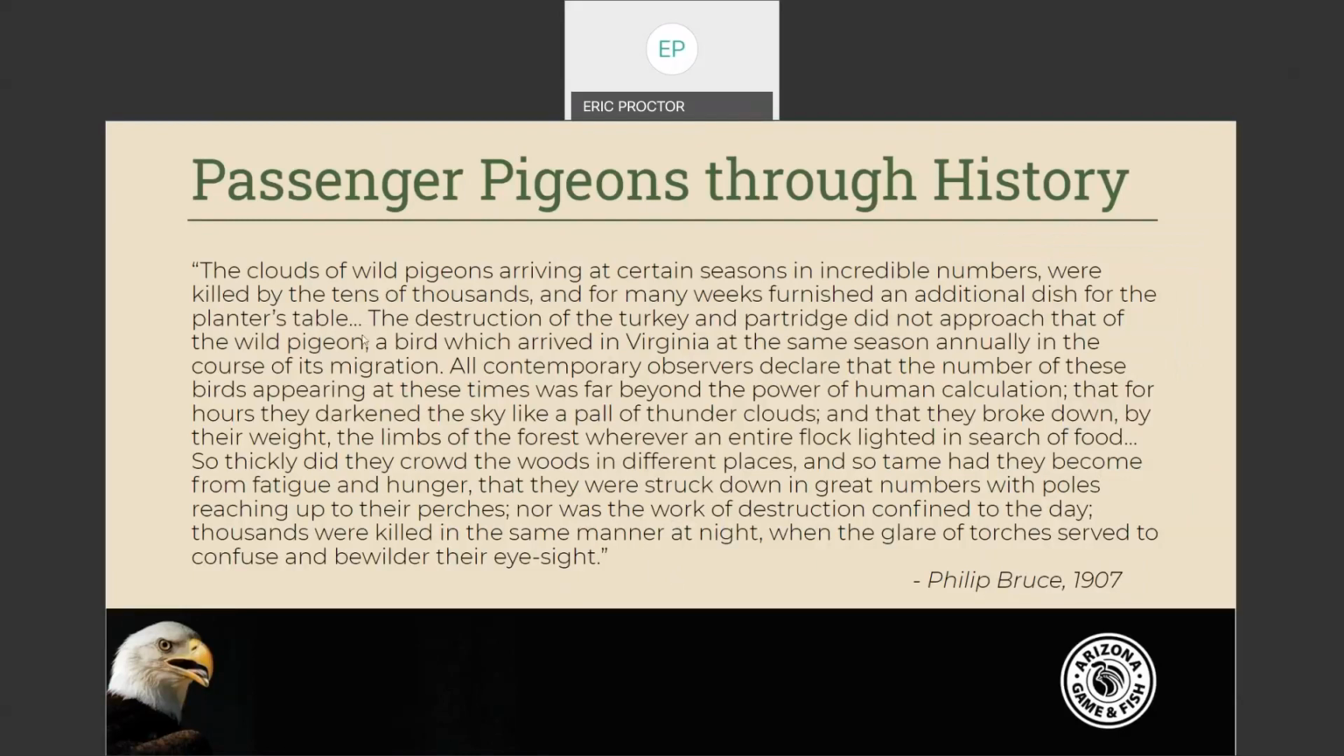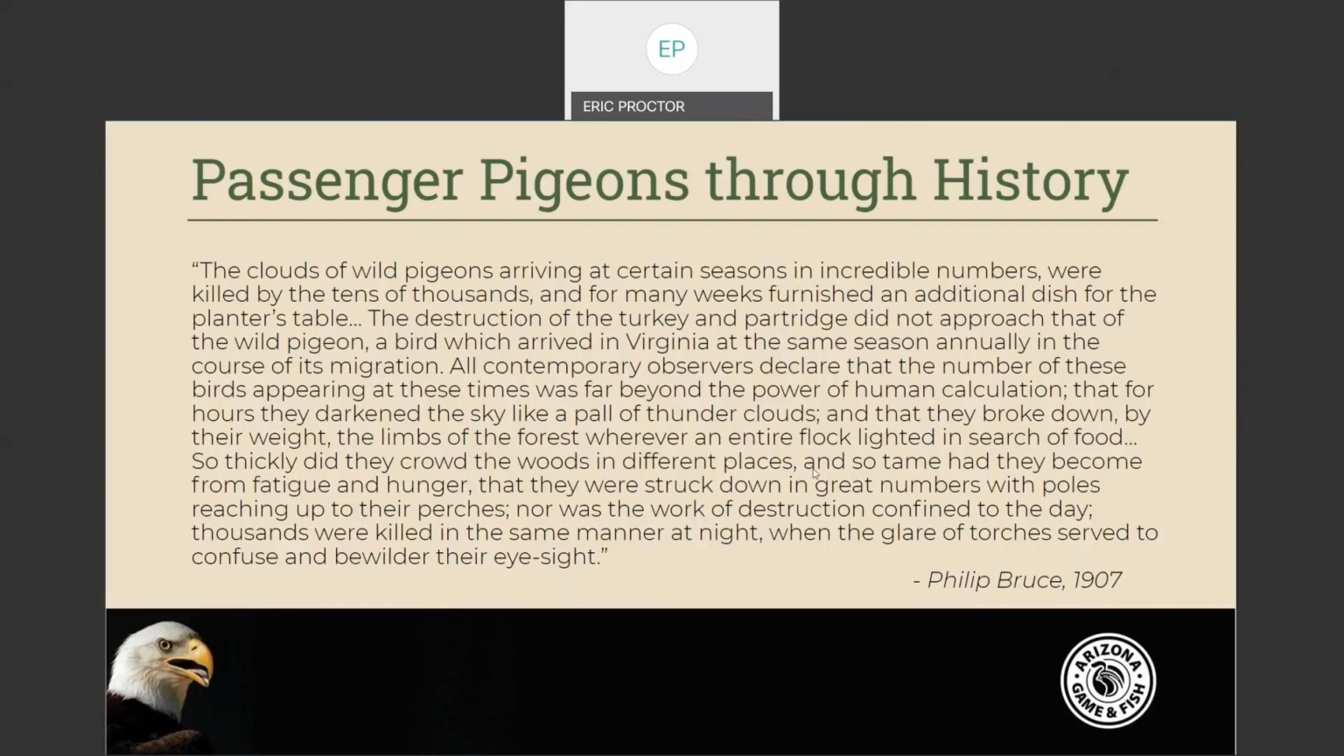But you can see some distinct notices in here. The clouds of wild pigeons arriving at certain seasons in incredible numbers were killed by the tens of thousands, and for many weeks furnished an additional dish for the planter's table. Was far beyond the power of human calculation. So thickly did they crowd the woods in different places, and so tame had they become, they would literally the weight of these birds on the trees would bend the branches.